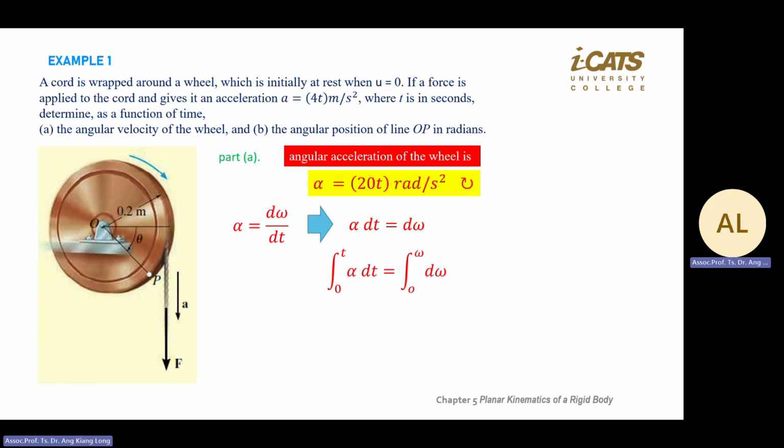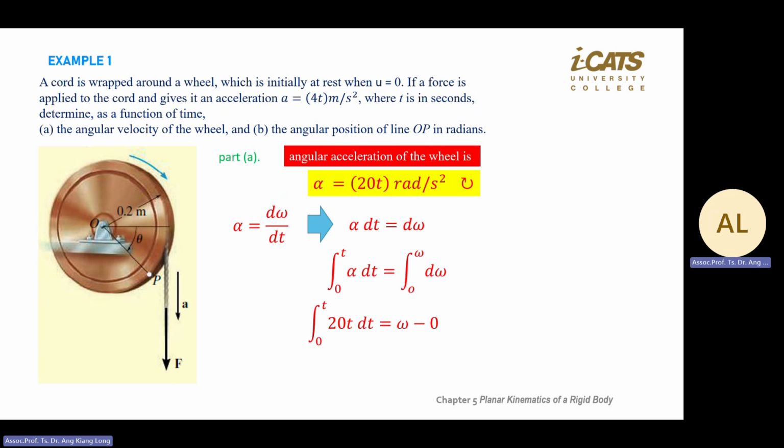Alpha you already derived in the previous one. So put in alpha here, because if you don't put in alpha you cannot integrate completely, because your alpha is 20t, from 0 to t. And on the right hand side is omega, from 0 to omega. Why do we know we can start with 0 omega? Because the question says it is initially at rest. That's why there's no angular velocity at the start, 0.